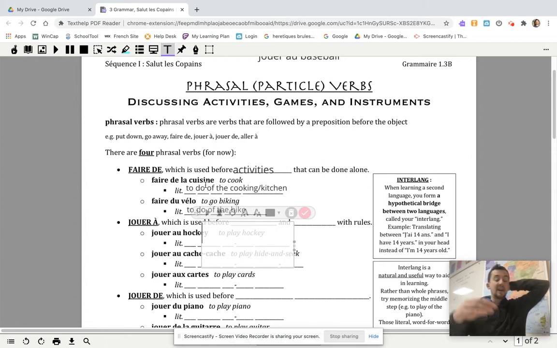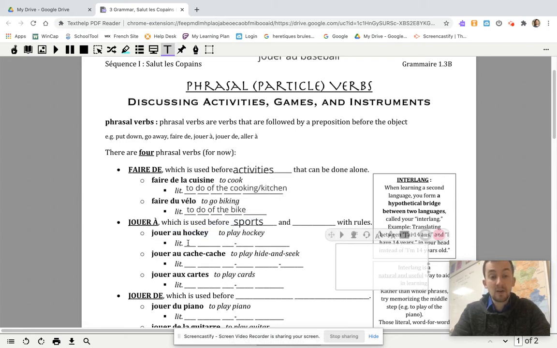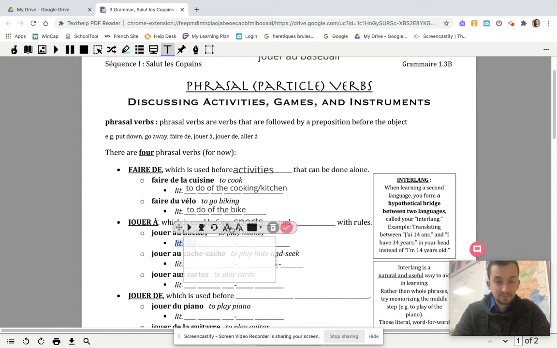Second one we're going to look at, we've also looked at the beginning of the lesson, and that's jouer à, which is used before sports. And that's something you knew from the junior high. So if we want to look at hockey, you would say jouer au hockey. Au hockey, to play at the hockey. D'accord?